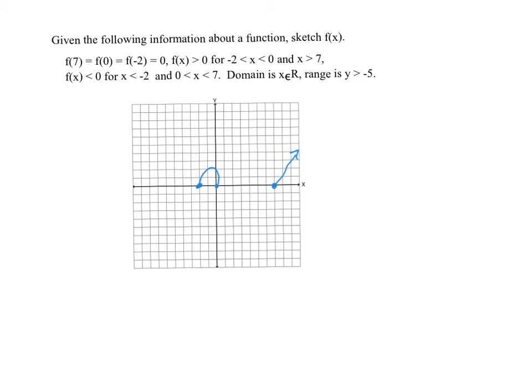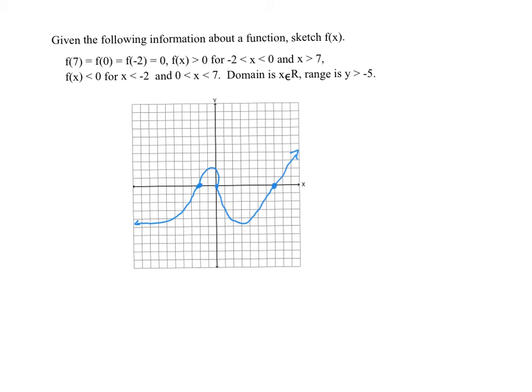And then the last hint is that the domain is x ∈ R, and the range is y is bigger than negative 5. So we know that this function cannot go below negative 5, so there's an asymptote at y equals negative 5. So this is going to come down, but not below negative 5, and this as well. We don't really know exactly what it's going to look like, but something like that is possible.